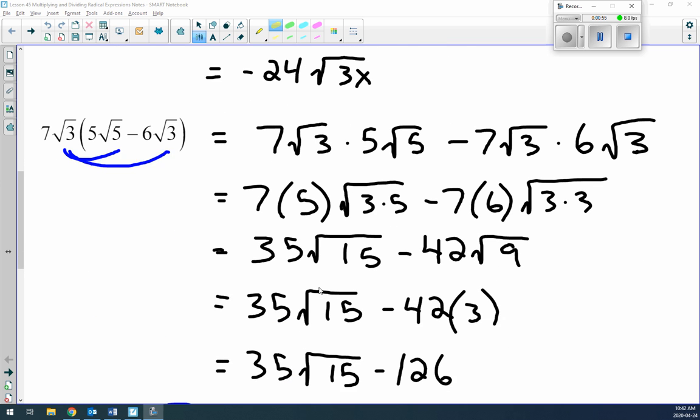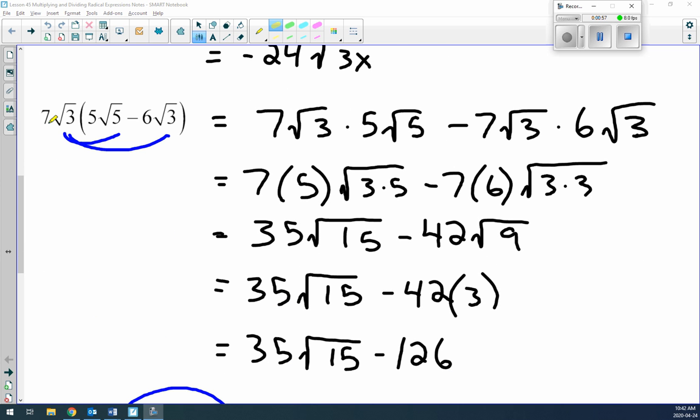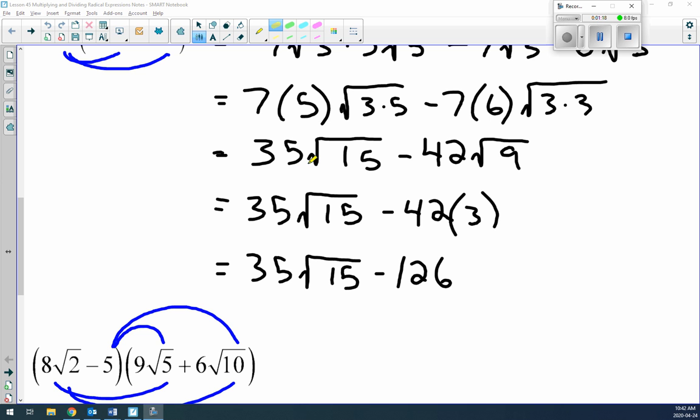Okay, so this next one, we can do distributive properties. So we have 7 root of 3 multiplied by everything within the brackets. So we do the first one, 7 root of 3 times 5 root of 5, right there. And then we have 7 root of 3 times -6 root of 3 right here. Okay, do the same thing. The 7 and the 5, the 3 and the 5. The -7 and the 6, and the 3 and the 3. And we just keep going down, so we end up with 35 root of 15 minus 42 root of 9.